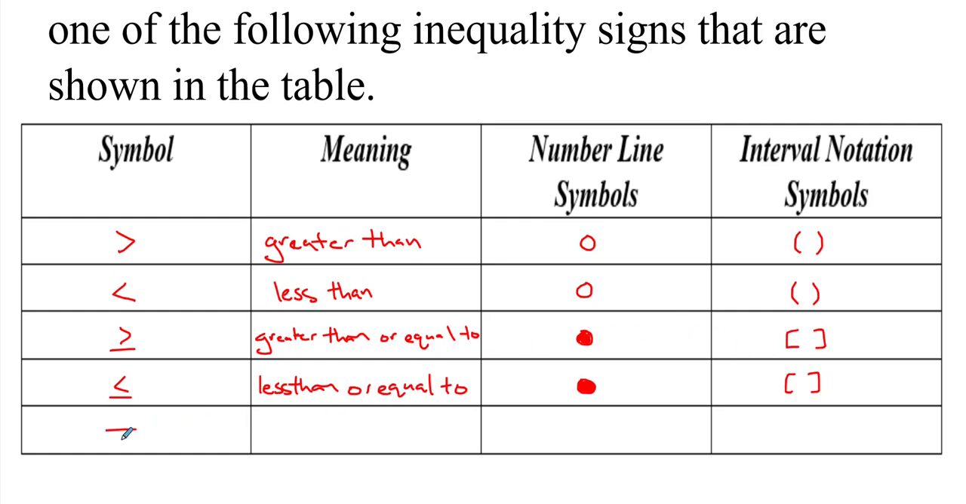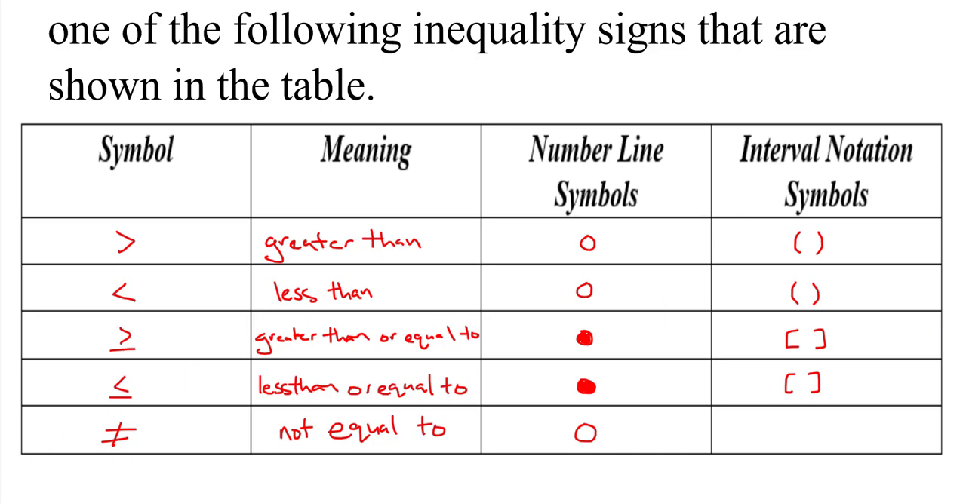And then finally we have our straight up not equal to, and that's where we have an equal sign with a line going down, and this means it can be any number except for this number. It is not equal to this number. So not equal to. And when we do not equal to, we also use an open dot, and we're not really going to express this using interval notation, so I'm just going to leave this one blank.